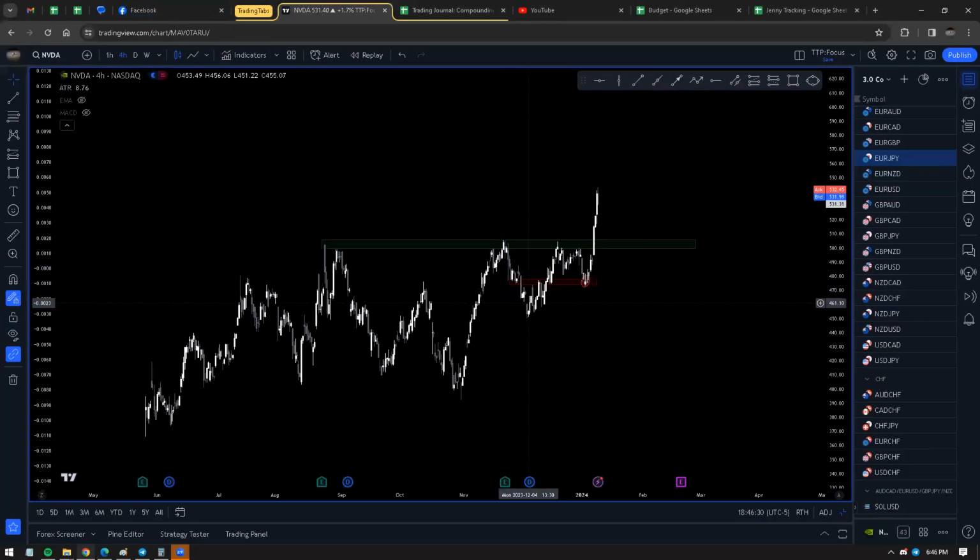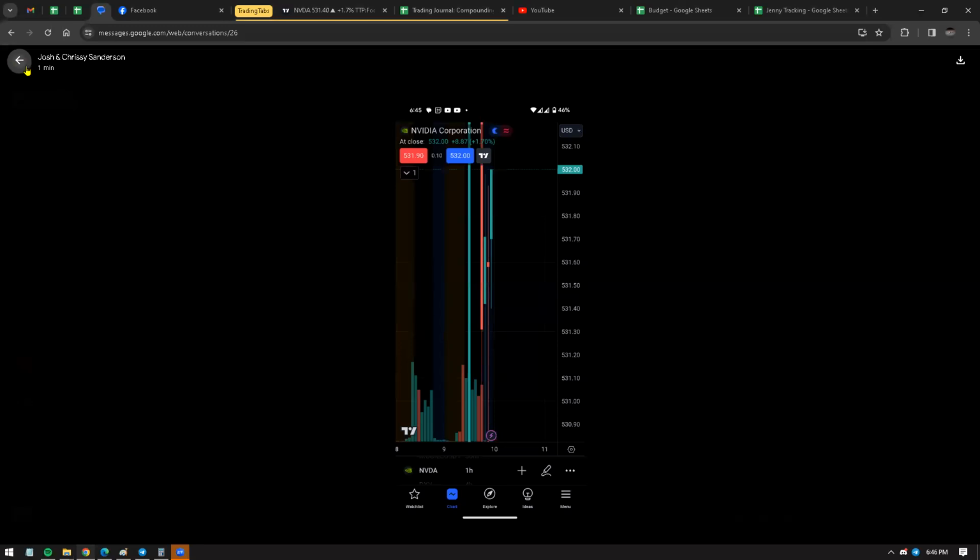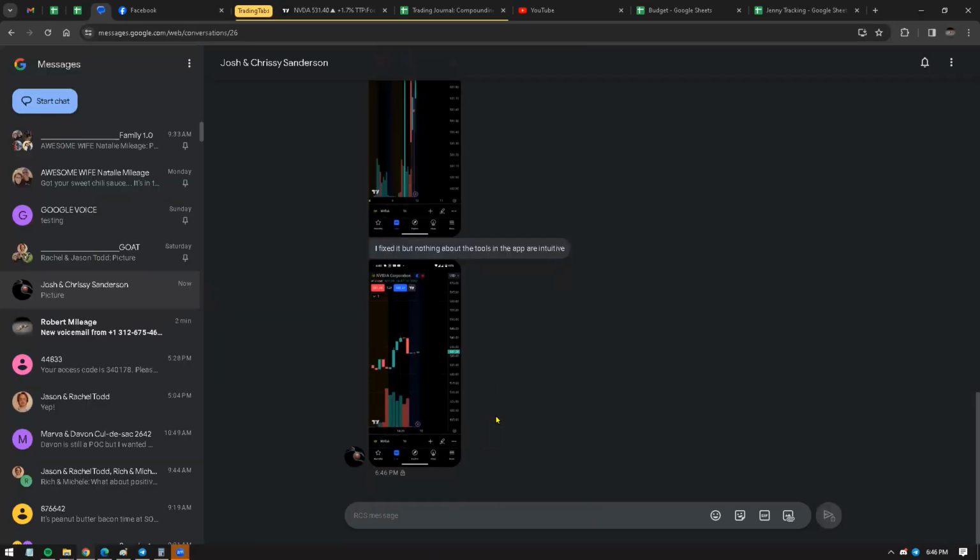The other thing, so let's go here. We're looking at Nvidia, and this is basically what it looks like here. Looking at it, fix it, but nothing about the tools in the app is intuitive. Yeah, see, that's where you've got to play with it. You've got to play with it more than you do. The only tools that you actually need, so yeah, get rid of the histogram bar.